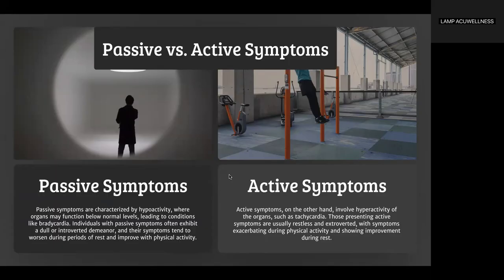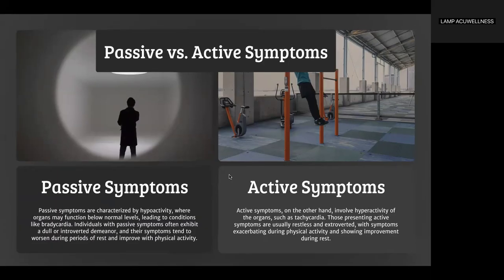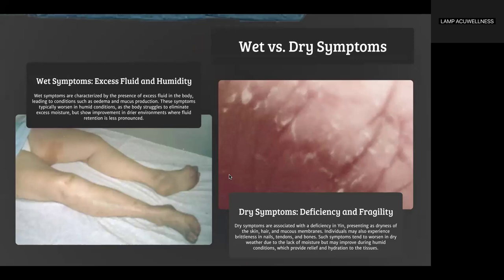Active symptoms, on the other hand, involve hyperactivity of the organs, such as tachycardia. Those presenting active symptoms are usually restless and extroverted, with symptoms exacerbating during physical activity and showing improvement during rest. Wet versus dry symptoms. Wet symptoms are characterized by the presence of excess fluid in the body, leading to edema and mucus production. These symptoms typically worsen in humid conditions as the body struggles to eliminate excess moisture, but show improvement in drier environments where fluid retention is less pronounced.